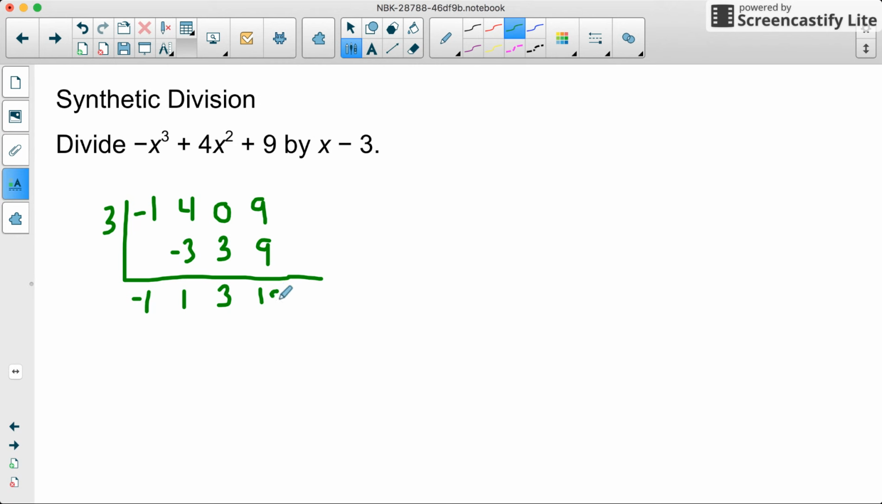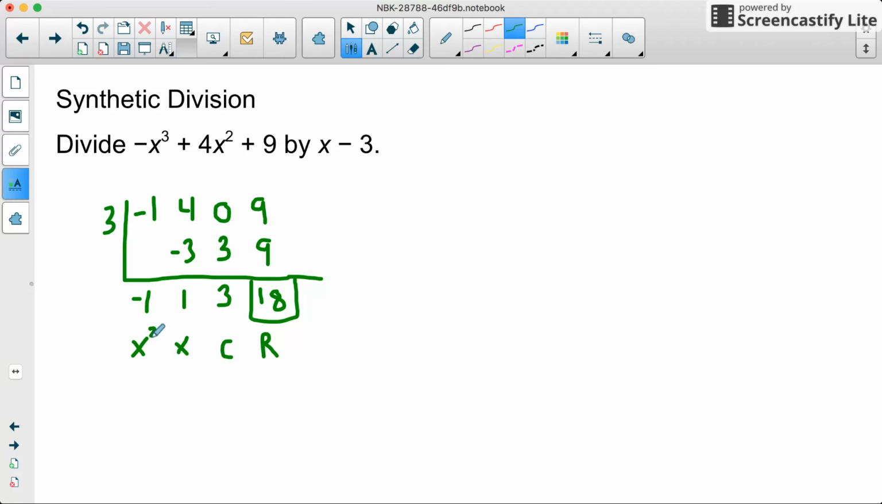And the trick here is really just to remember how to interpret this. The last number will always be your remainder. So that 18 is your remainder. Put an R there just to remind us that it's the remainder. And then the next number is going to be our constant. So I'll put a C there. And then since this was input into this problem in descending order, we're going to label these in ascending order. So this would be x to the first power, and this is x to the second power.